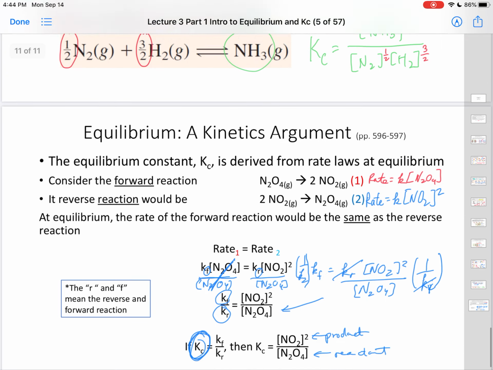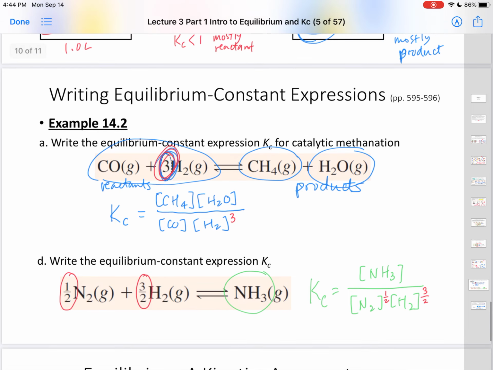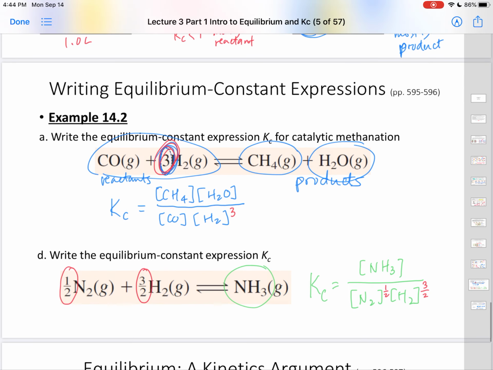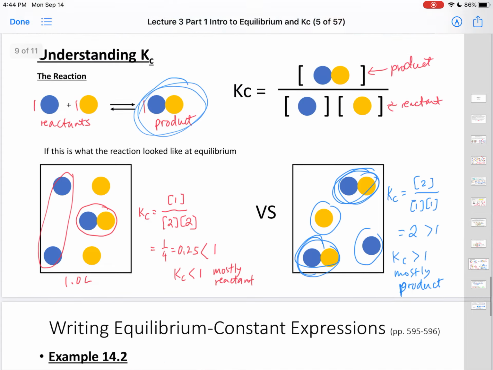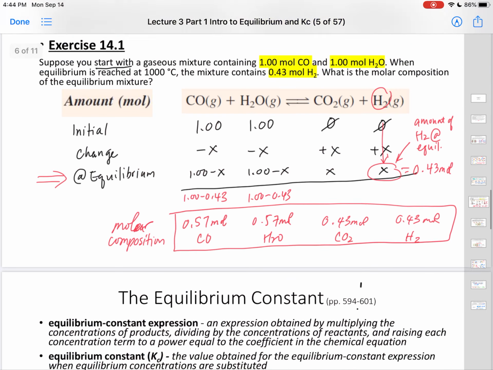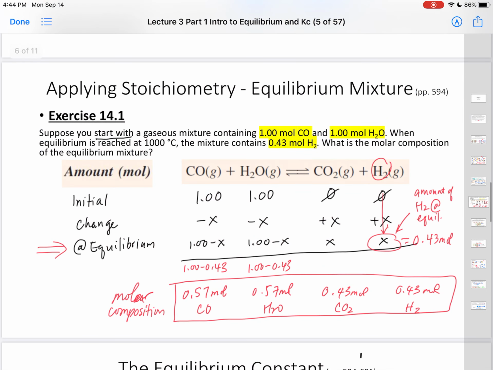The real main thrust of this video is two things. One, you need to know how to write the equilibrium constant expressions for Kc. And two, you need to be able to solve for the molar composition of the equilibrium mixture. So I'm going to stop the video here. I would go ahead and do the homework on these two main topics before you watch the next video. This is the end of part 1 of lecture 3.